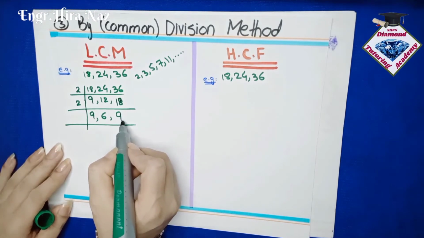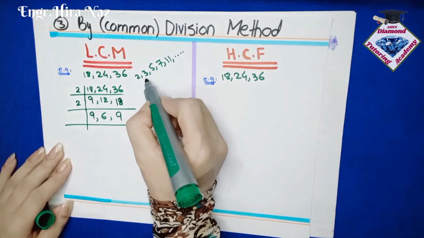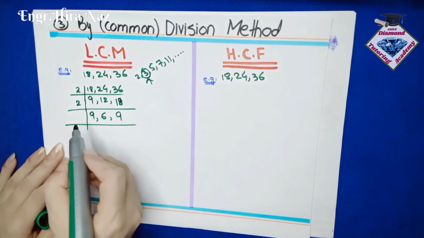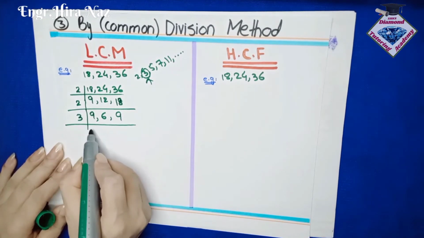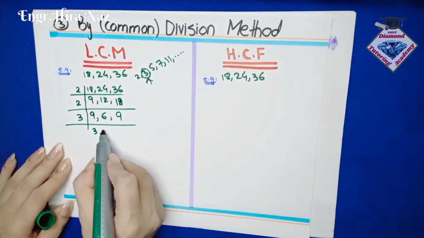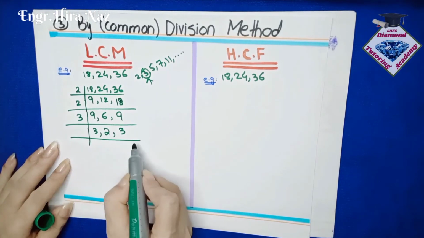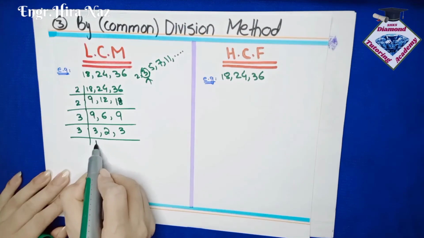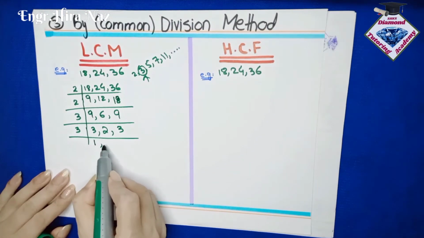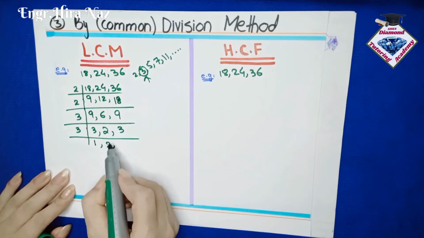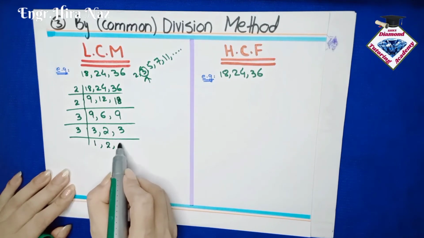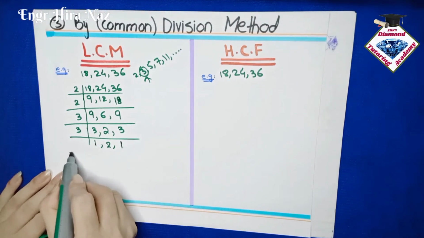Now, 9 is an odd number. So we have to take another prime number, which is 3, as divisor. So 3 times 3 is 9. 3 times 2 is 6. 3 times 3 is 9. 3 times 1 is 3. 2 is not divisible by 3, so we have to use this as it is. And 3 times 1 is 3.